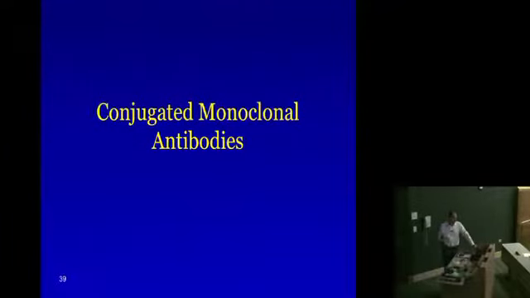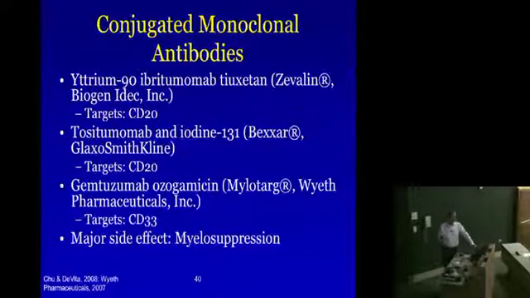When we look at conjugated monoclonal antibodies as opposed to unconjugated naked ones, here we start looking at drugs like Zevalin, which is an yttrium-90 addition to the antibody, and that targets CD20, the same as what we said about Rituximab. We have Bexxar, which is also a target of CD20, which has an iodine-131 attached. You have Gemtuzumab, Mylotarg, which targets CD33. And the major side effects of these drugs are myelosuppression.